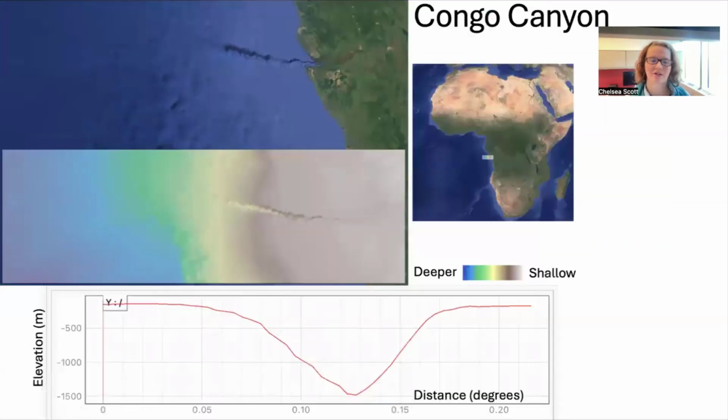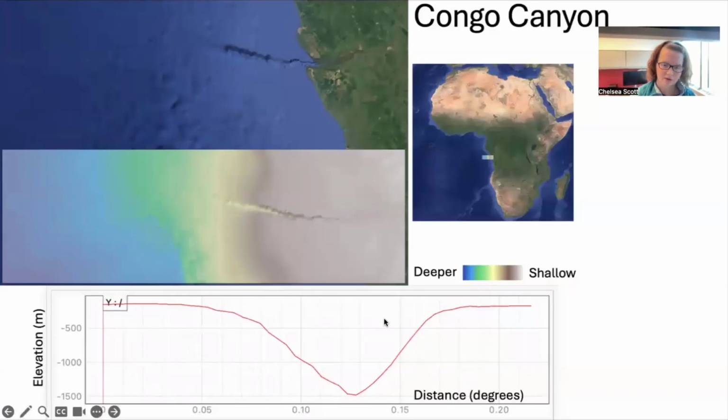Our last example is looking at the Congo Canyon. This is in Africa, in the Democratic Republic of Congo. This feature starts as an estuary on land and then goes off land as a submarine canyon. You can see the bathymetry associated with this canyon here, with the deeper parts in the canyon center. And this is a profile at approximately this location, looking at elevation versus distance in degrees.